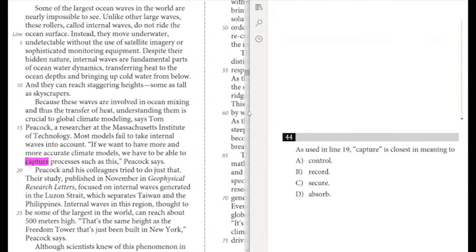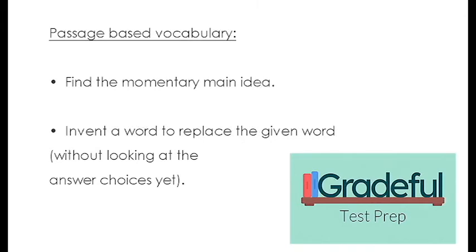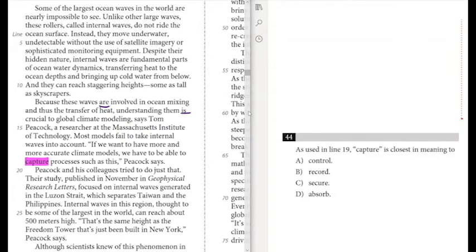Question 44. As used in line 19, "capture" is closest in meaning to what? This is a nice passage-based vocab question, and for passage-based vocab questions, we want our momentary main idea, and then we want to create our own word. We want to invent our own word to replace the given word. So for the momentary main idea, let's just read the paragraph.